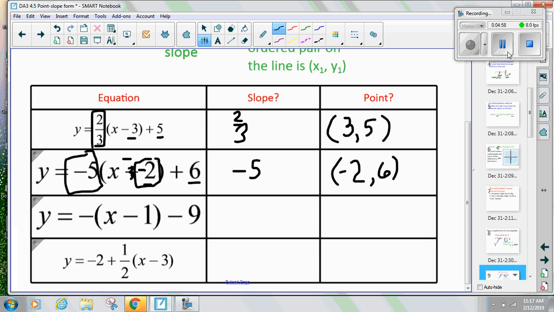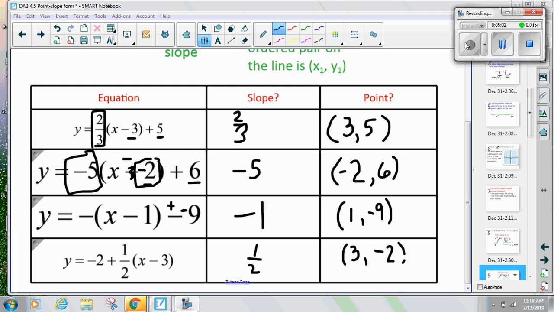So I'm going to pause for a second. I'd like you to pause for a second to try the other two. All right, so go ahead and check your values with mine and see if they agree, and let's make sure mine are all right. So we did 1 and 2 together. Let's do the last two.